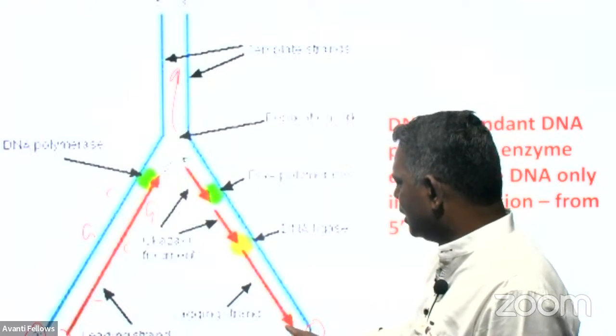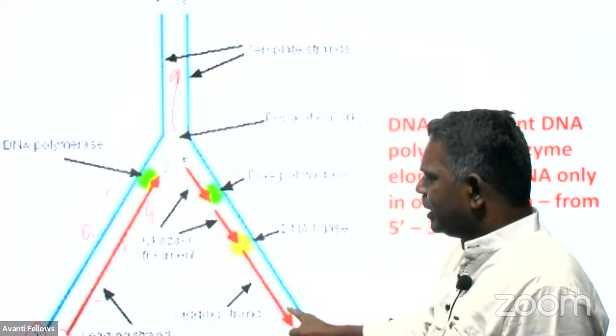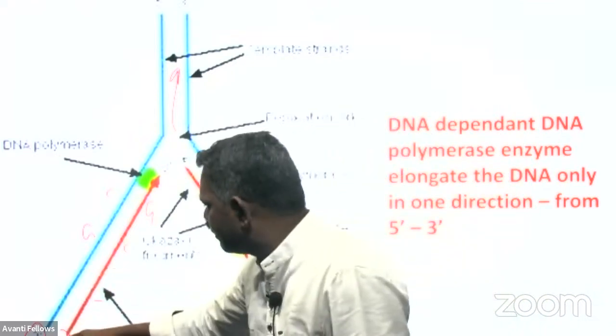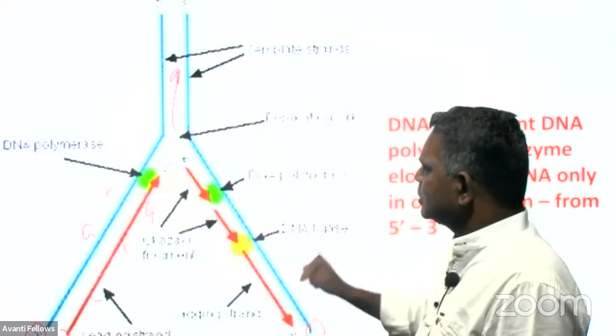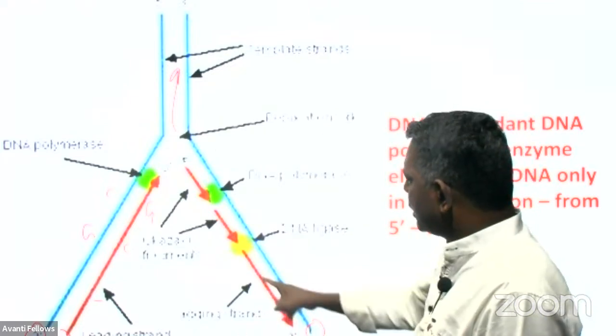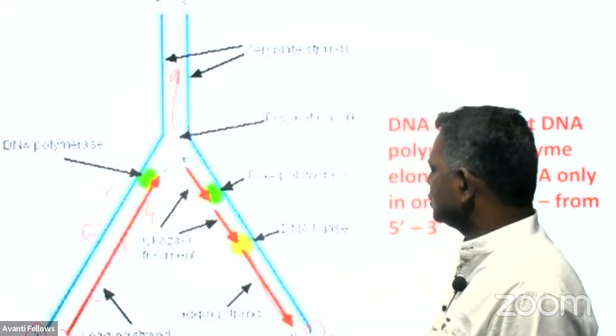If we start from here, 5 prime, 3 prime, if it goes like this, it should not be anti-parallel. This is what anti-parallel is: it is 5 prime, 3 prime here, and here it is 3 prime, 5 prime. But if it is moved from here, it is not anti-parallel. To get the anti-parallel nature, it should be constructed from 5 prime to 3 prime direction like this.